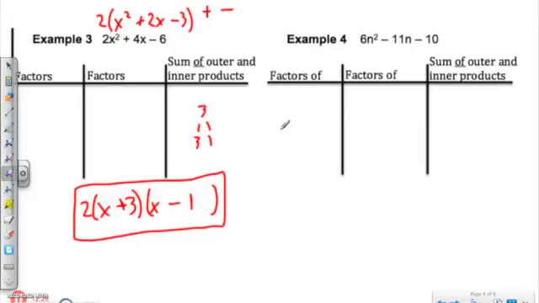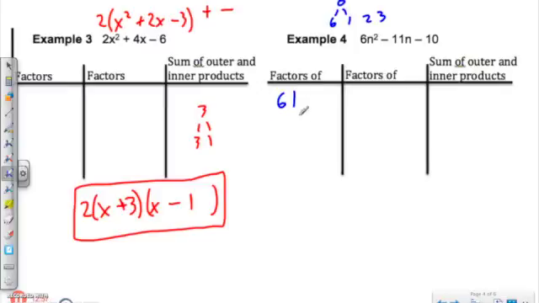Alright, so looking at this example, we are not lucky enough to have a greatest common factor this time. We don't have anything that will go into 6, negative 11, and negative 10. So we're going to want to go ahead and start with our guess and check method. Now I'm thinking of my factors of 6. I'm just going to jot them down up here. I know I'm going to have 6 and 1, and I know I'm going to have 2 and 3. So I'm going to use some combination of those. So I'm just going to start out with 6 and 1, and we'll work our way down if we have to.